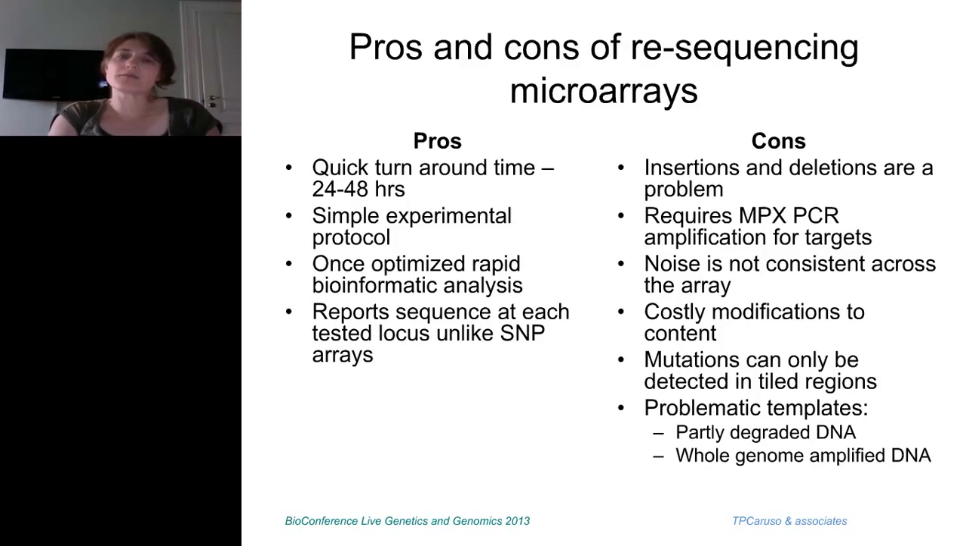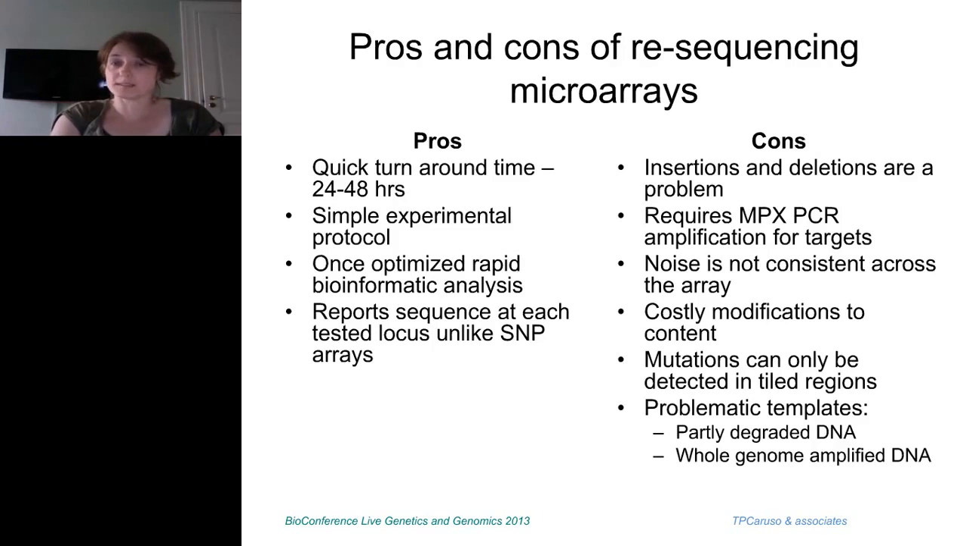Once your bioinformatic analysis is optimized, the results are coming through really quickly, about 5 to 10 minutes, depending on the speed of your internet or on a queue that's on the server. And if you're comparing those arrays to the SNP arrays that you might be familiar with, you actually end up with sequence, unlike the SNP arrays.